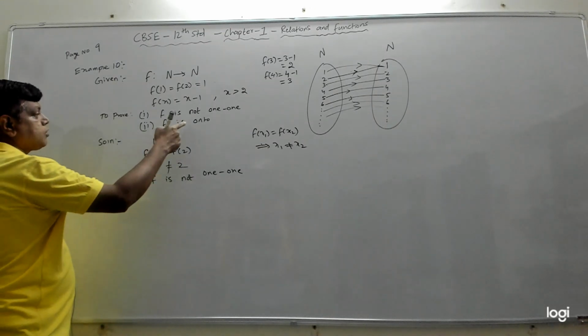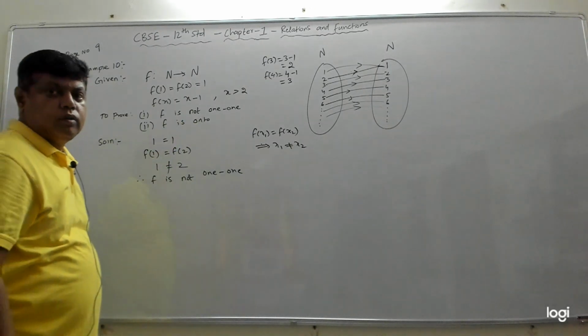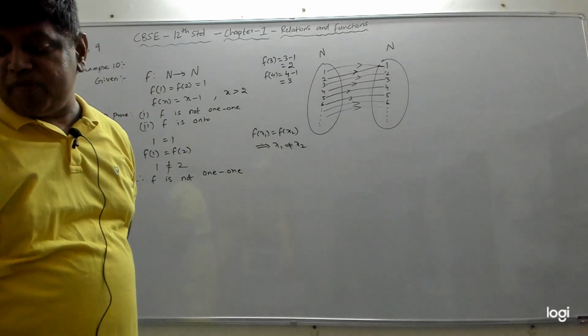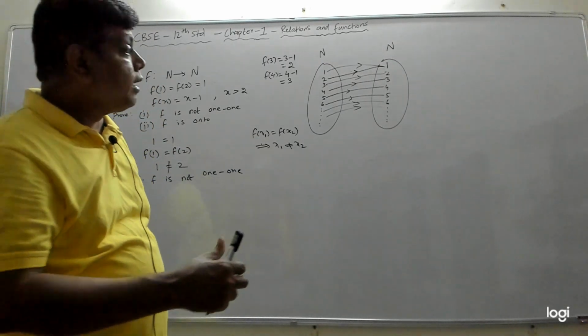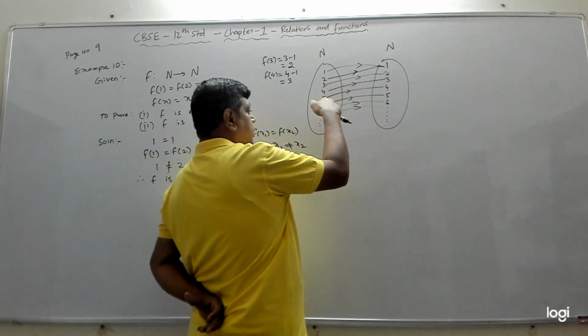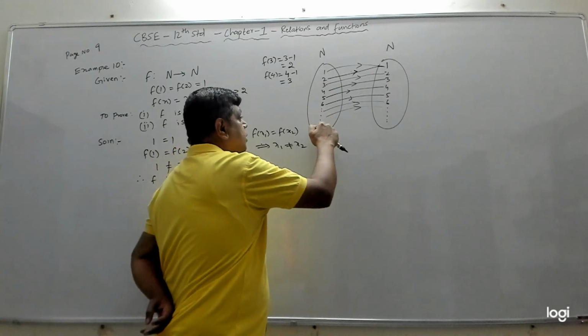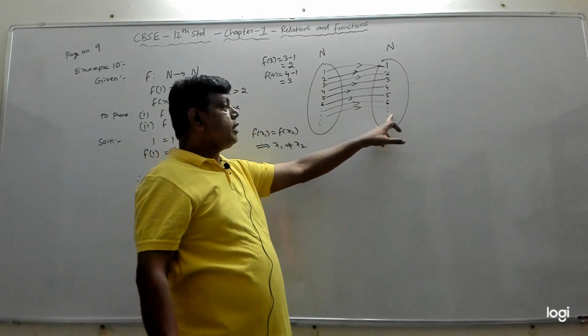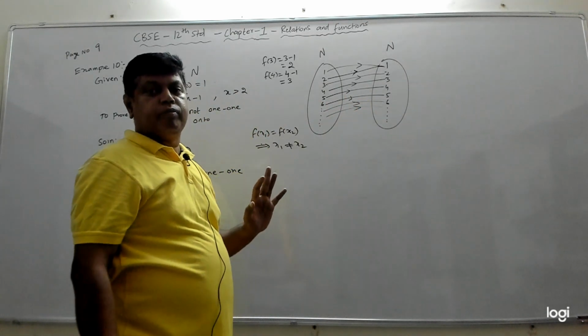Now we have to show that f is onto. To show f is onto, we must show that every element here should have an element here such that f of this element is equal to this. So every element here should be the image of some element. We have to prove that.